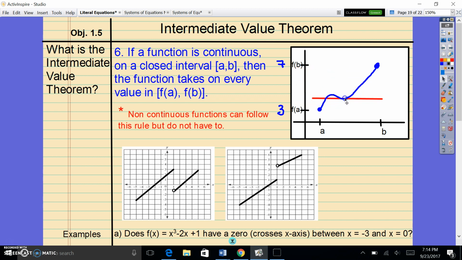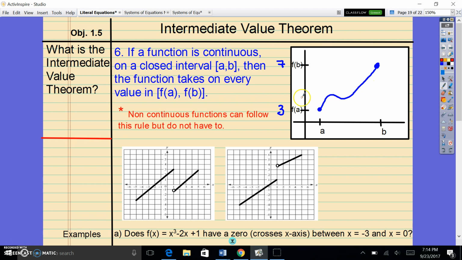Because every single time you're able to touch this horizontal line at least once. Okay? Now, what does that mean? Does it have to hit it only once? Well, we already said no, it could be more than one time. Does it mean that it only hits y values between 3 and 7?